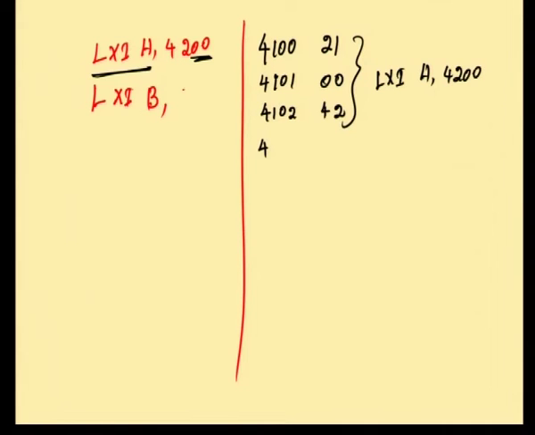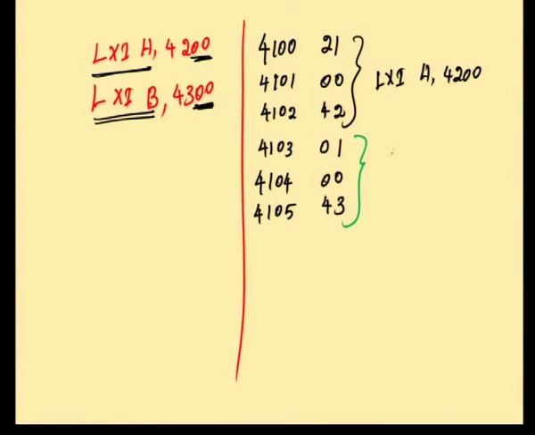Now, we have to write LXI B, 4300. At 4103, the value for LXI B is 01. It should be referred from the opcode sheet. I will show the opcode sheet later. At the next address, 4104, we load the lower byte first, then we have to load the higher byte. These 3 addresses are for loading LXI B, 4300.